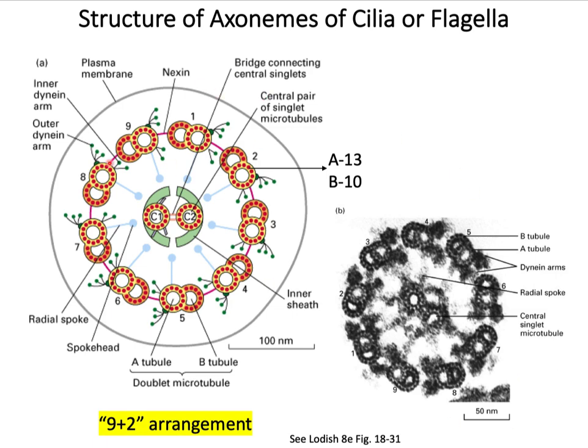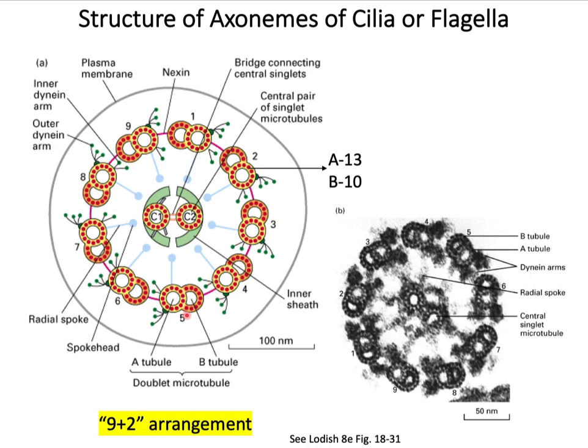This is a cross-section of a cilium or flagellum, and the arrangement of microtubules and proteins in the cilium or flagella that is known as the axoneme. Most of them have the same basic structure. There are 9 microtubule doublets that form this circular pattern as shown here.